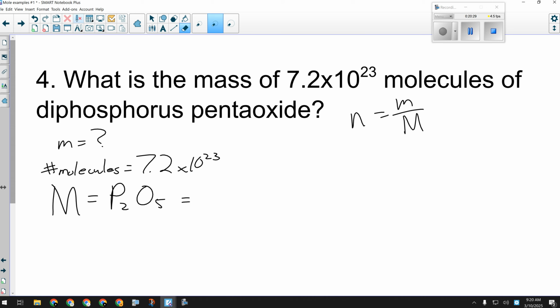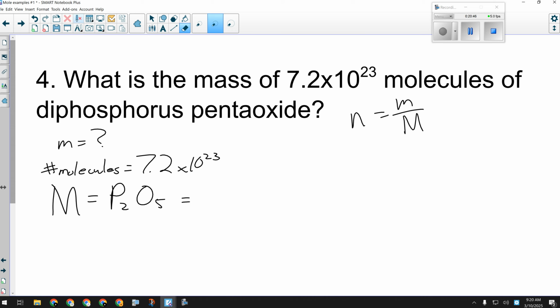Okay, if I want to get little m, I want to get mass, I need big M and I need N. Right now, I don't have either one of those things. Good news is though, I can get them both. So let's do big M first.